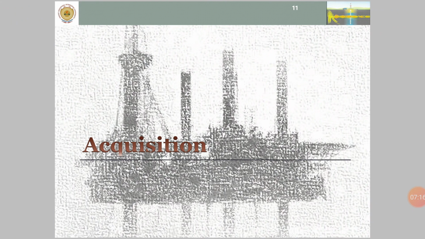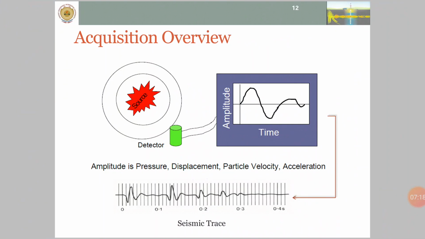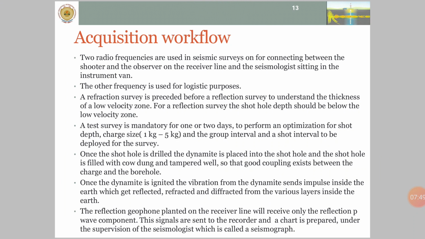We'll go into the detail and revise what acquisition is about. The acquisition consists of a geophone, which is the detector. Then we should have the source, which actually sends signal into the surface, and we should have a recorder where recording takes place in a chart called seismograph, which shows the amplitude versus time. We see the peaks in the wiggle trace, we see the zero crossing, trough, and then once again peaks. Amplitude is pressure, displacement, particle velocity, and acceleration.